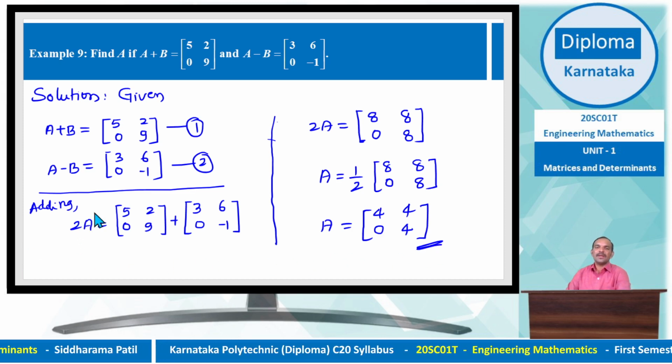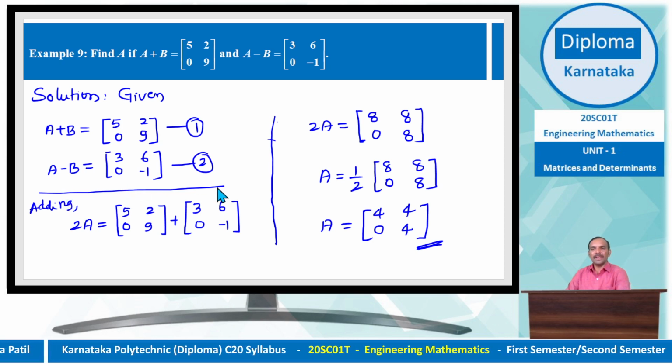That is example 9. a plus b was given, a minus b was given, and we added. To get b, if they ask, then substitute the a value and you will get b. Or instead of adding, if you subtract, a becomes the 0 matrix, then you will get the value of b.